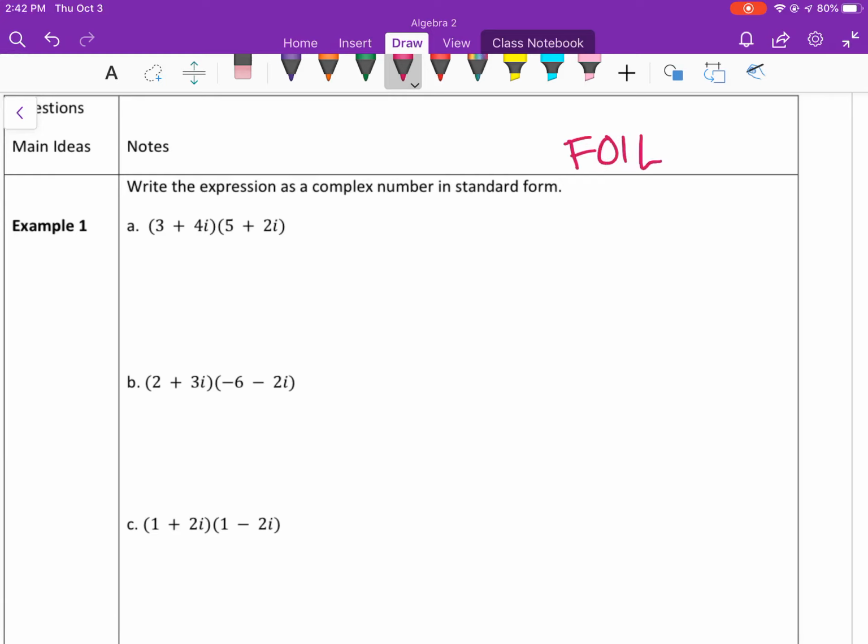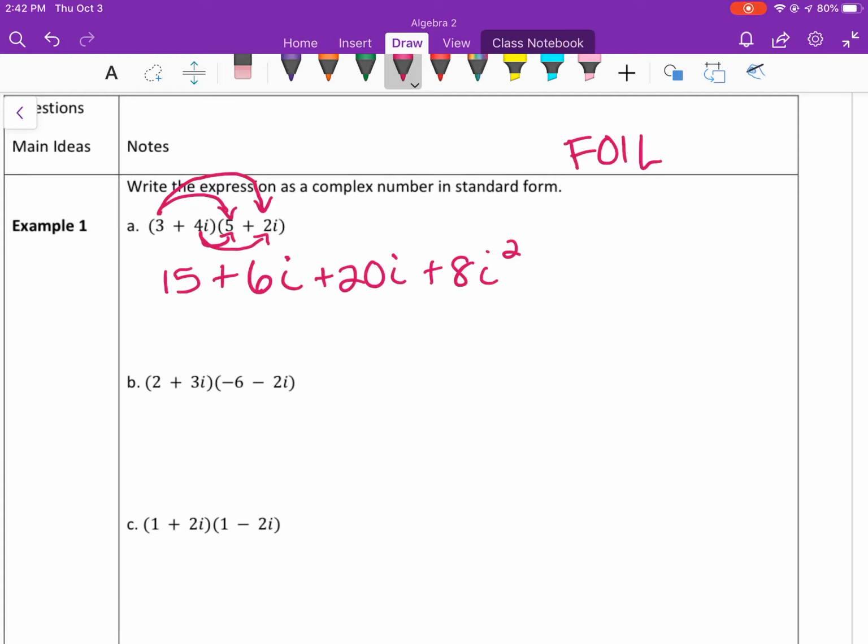FOIL is first, so you do the 3 times the 5. 3 times 5 is 15. Then you do outside. So 3 times 2i, that's going to be 6i. And inside, 4 times 5 is 20i. And then 4i times 2i is going to be 8i squared.